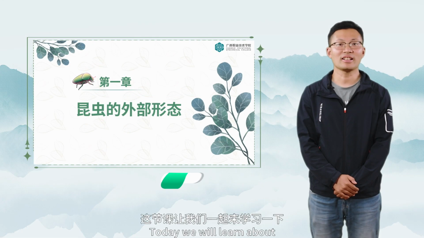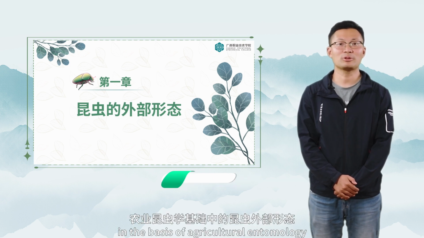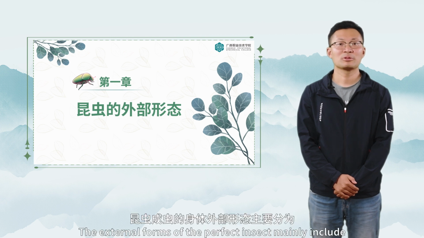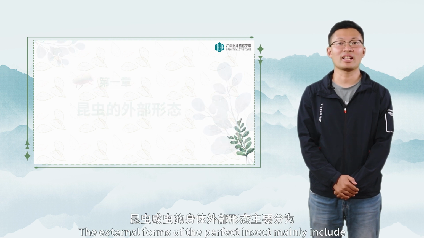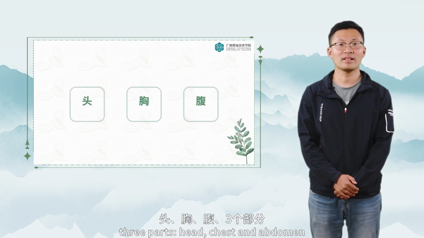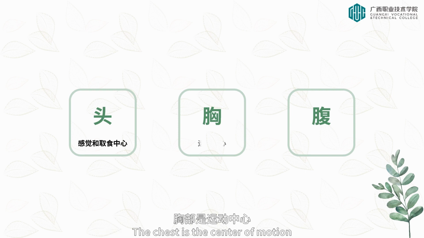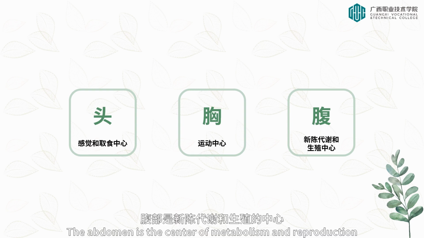Hello everyone, today we will learn about the external morphology of insects in the basics of agricultural entomology. The external form of the adult insect mainly includes three parts: head, thorax, and abdomen. The head is the center of sensation and feeding. The thorax is the center of motion. The abdomen is the center of metabolism and reproduction.